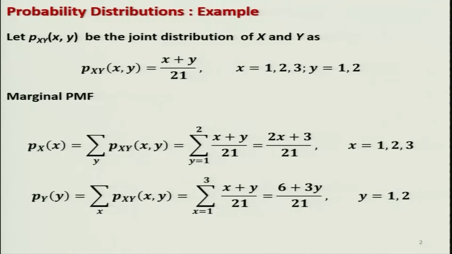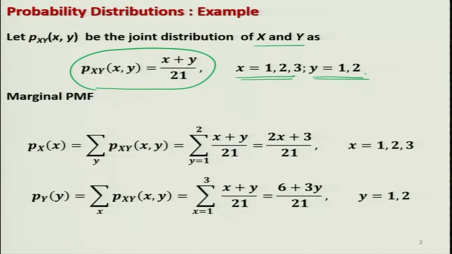So now we consider here a probability mass function for the joint random variables x and y. So x and y are two discrete random variables which have the following joint probability mass function, which is given by (x plus y) upon 21, where x takes values 1, 2, 3 and y takes values 1 and 2. Well, that is a very simple example to show you how you can proceed further.